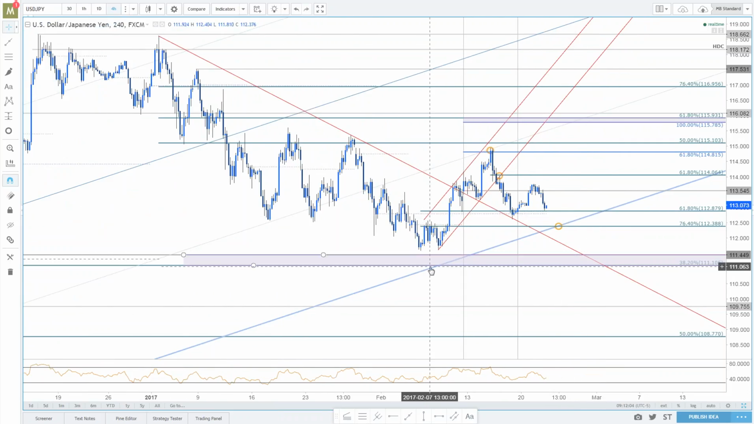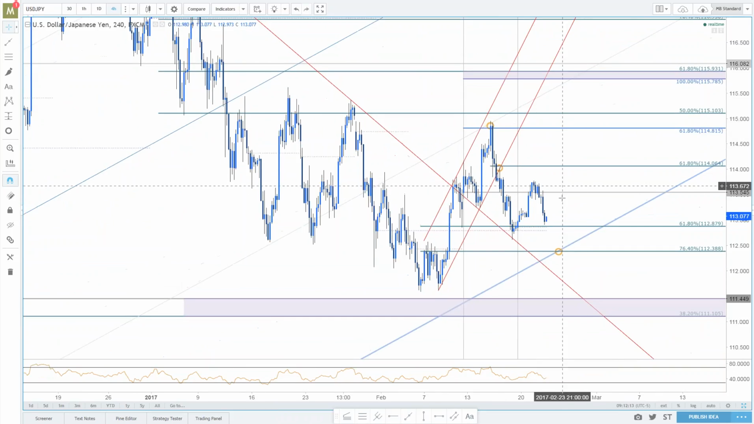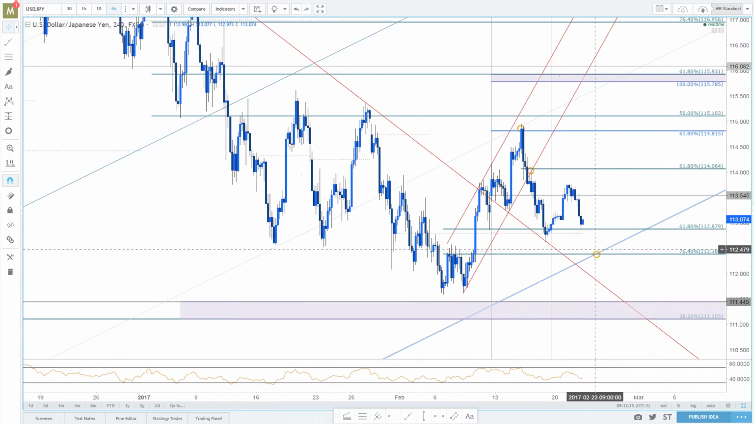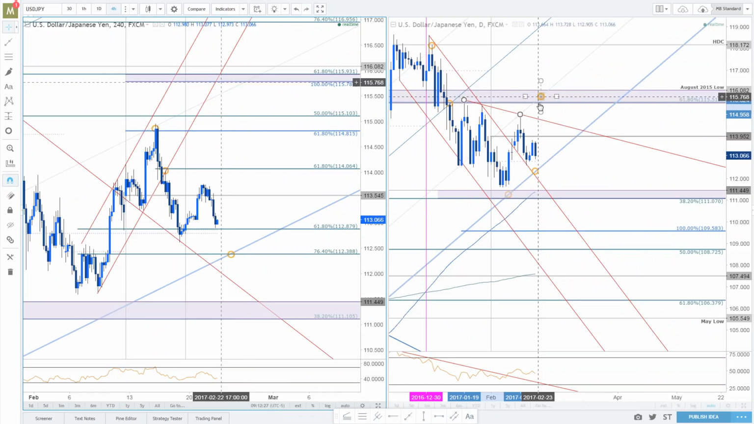This would have been a perfect entry if we had just gotten that last low. I would have loved to play this rally. But hindsight's always 20/20. So look for a possible drop slippage here. If we break the weekly opening range high, look for 114, 114.80, 115. This is the big spot. As you head near 116, that daily chart highlights some pretty major resistance.